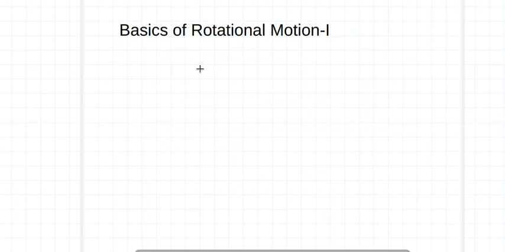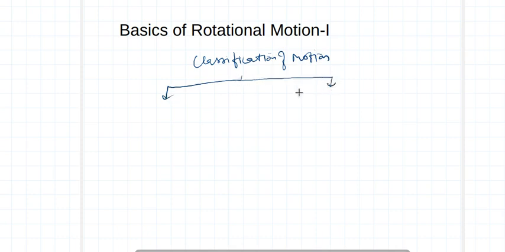So, let us classify motion, right? First of all, classification of motion. In general, we will classify motion into two types. One is translational motion, and another is rotational motion. There are two types of motion, right?